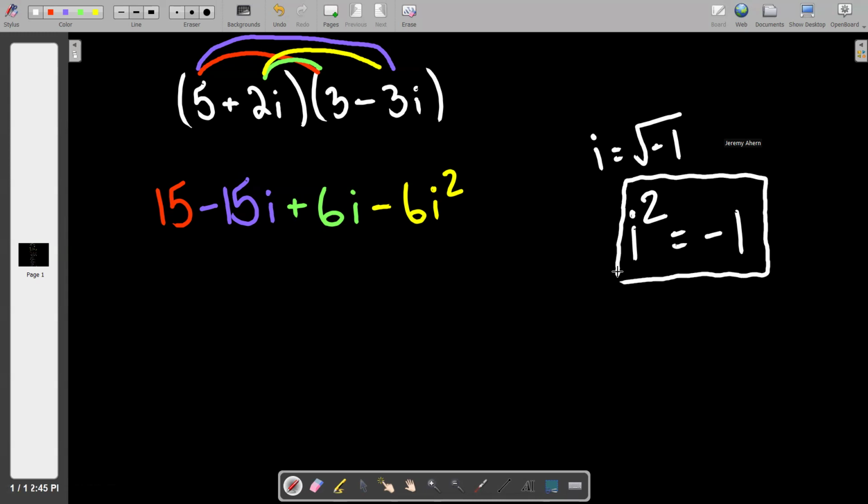So i squared equals -1. So this little white bubbly part right here takes on the value of -1, which then means that this big white box takes on the value of what? +6. Very good. So what's the final answer to this problem?